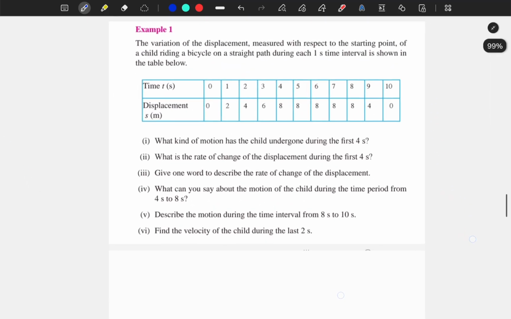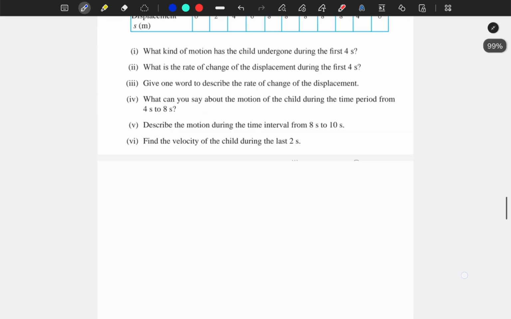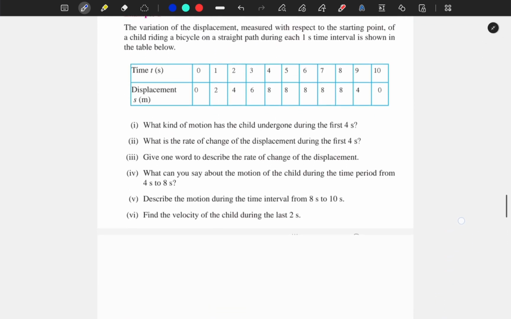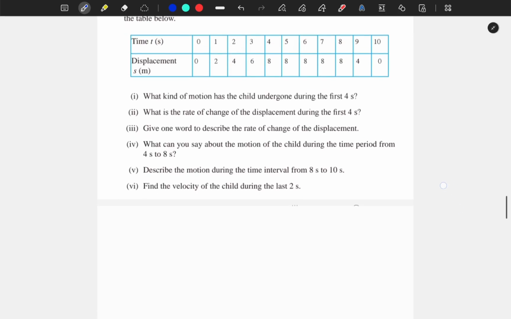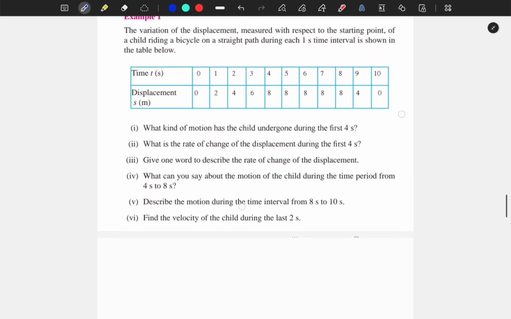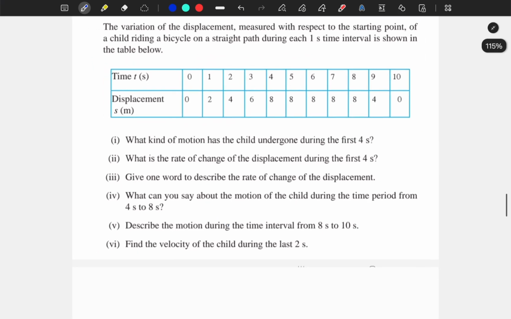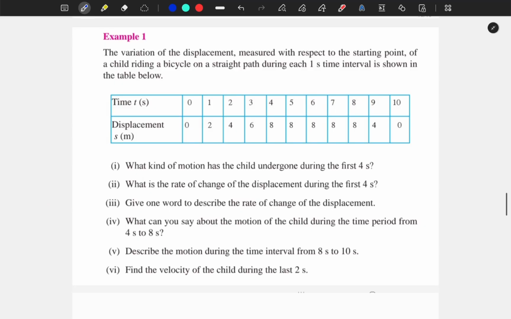Then there is another question. This is also taken from your textbook. I think the standard questions are given in your book to practice first. Then you guys can go through your term test papers or the past papers to get more of an idea. But first start with your textbook and learn how the basics work, right? So here the displacement and the time are given, and how it varies with the time.